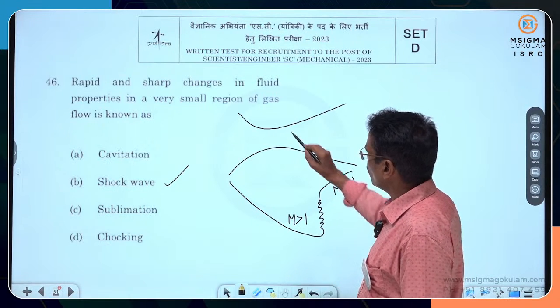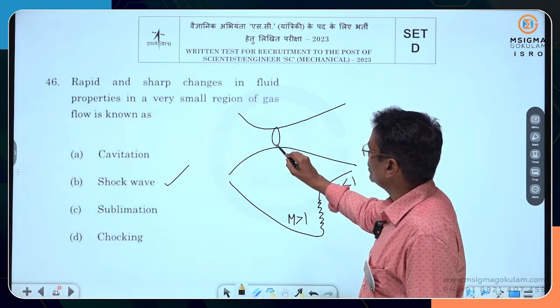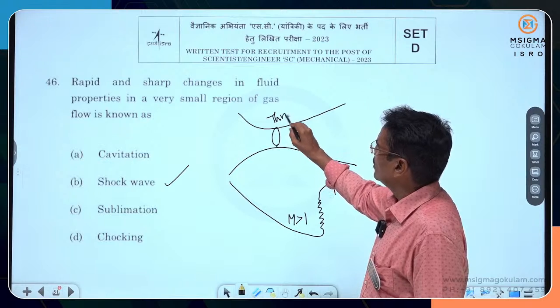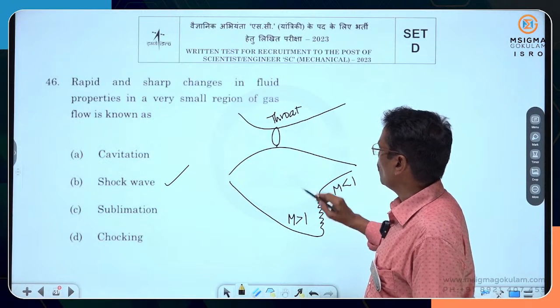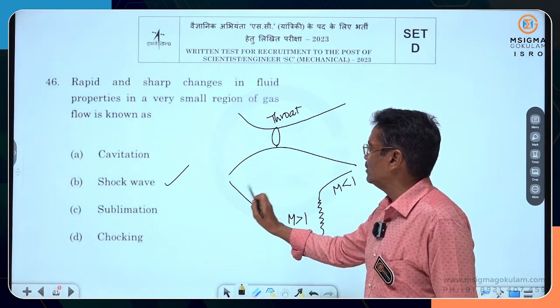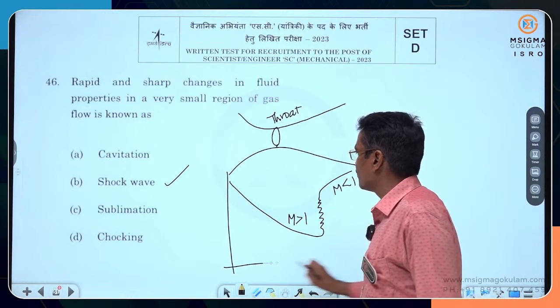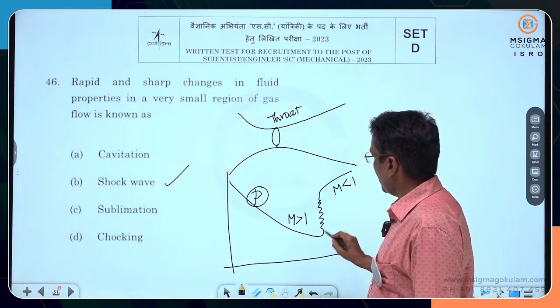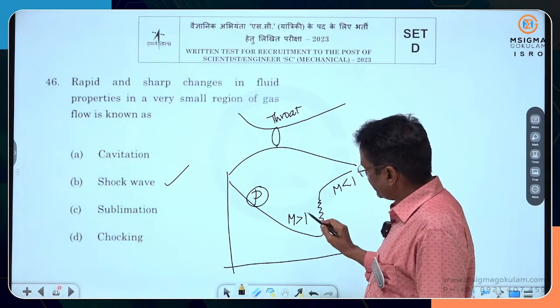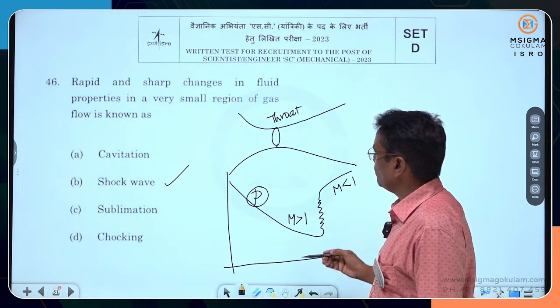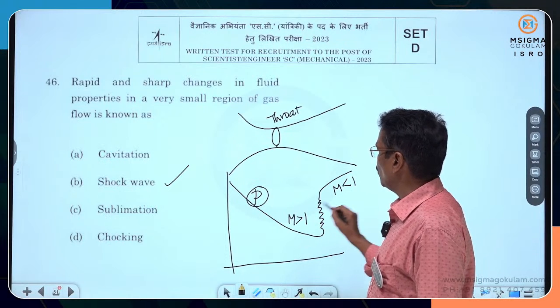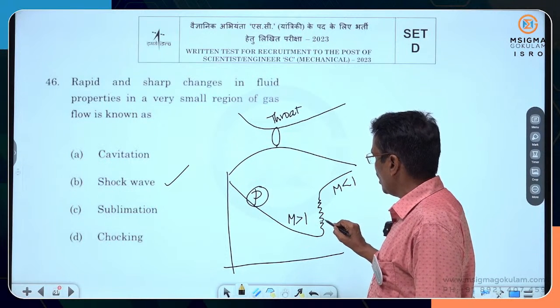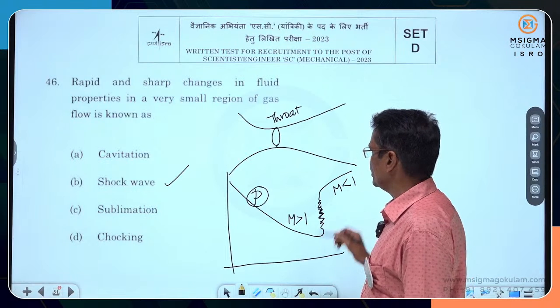So a shock wave could happen only in the diverging portion, not in the throat section. This is the pressure variation. Pressure keeps decreasing and velocity keeps increasing, but the flow will abruptly change from supersonic to subsonic, where the pressure abruptly increases and velocity decreases.